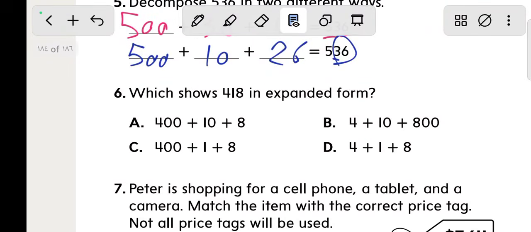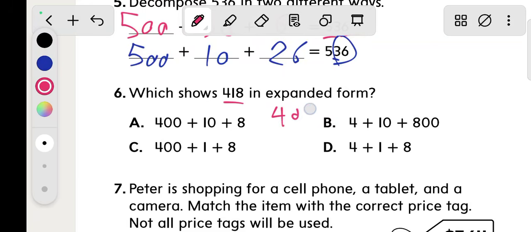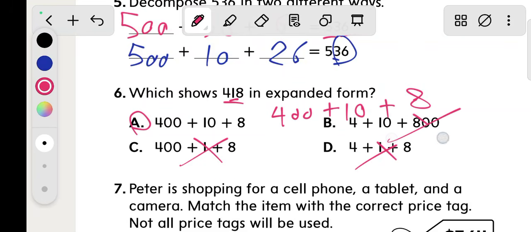Okay, which shows 418 in expanded form? What does it mean, expanded form? Put every number around. How can you read it? 400, so you must put 400. And 1/10, so 10 and 8. Which one is here? 410 and 8 is the first one, because here it's just 1. 481 of course not. 800 of course not.